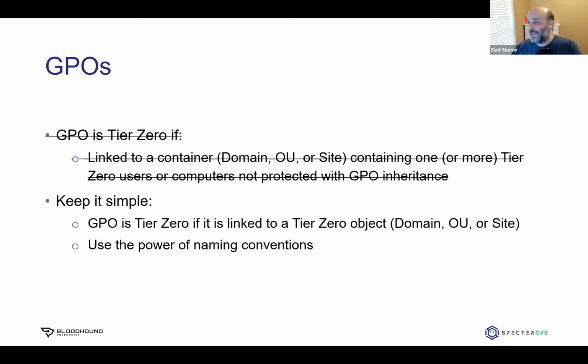There is a question here. Would you advocate the use of filtering to apply or remove GPOs from applying to tier 0?